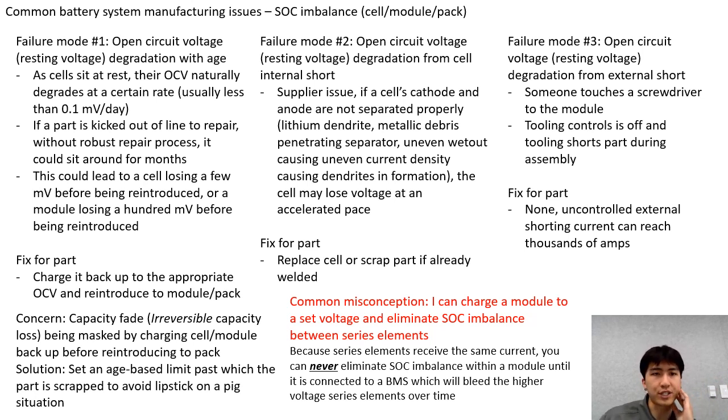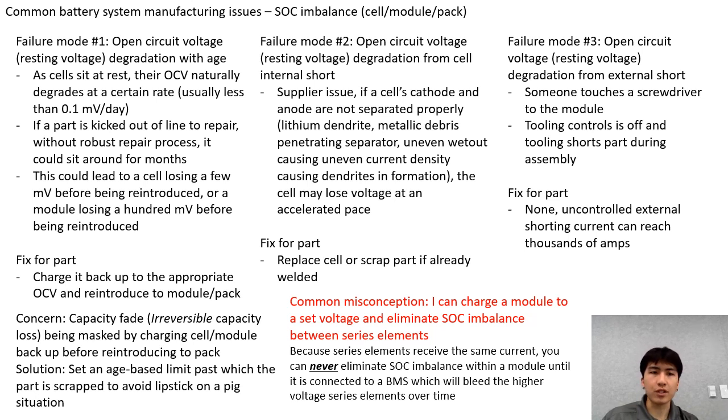So what I'm saying here is as cells sit at rest, their OCV actually naturally degrades at a certain rate. Usually it's very, very low. It's less than 0.1 millivolts per day. And usually the rate is a little bit higher when the cell's first manufactured, and over time the rate lowers and lowers. So it loses less and less per day. But it does lose a little bit per day of charge, just naturally discharging because of entropy and things like that.